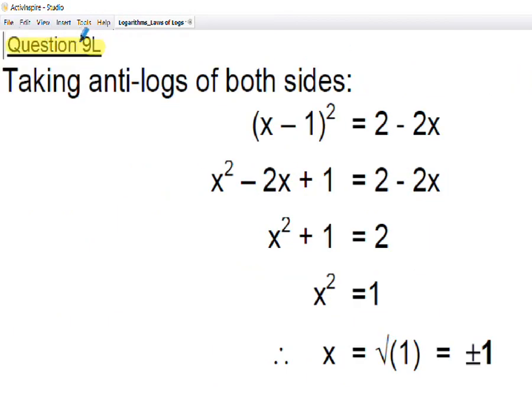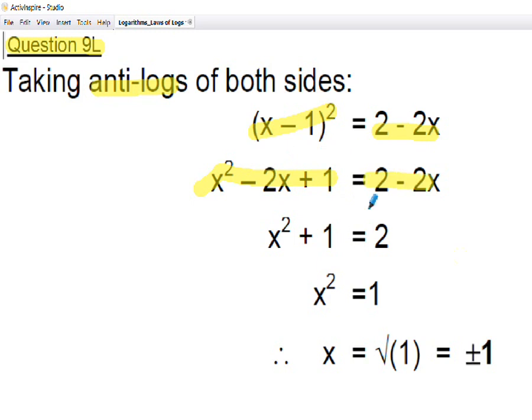Question 9 now continued here. Because we've got logs on both sides of the equation, we can take anti-logs of both sides of the equation to leave us with x minus 1 all squared equal to 2 minus 2x. Again, you've got to expand the x minus 1 all squared, which gives you x squared minus 2x plus 1. I'll let you check that. Is equal to 2 minus 2x.